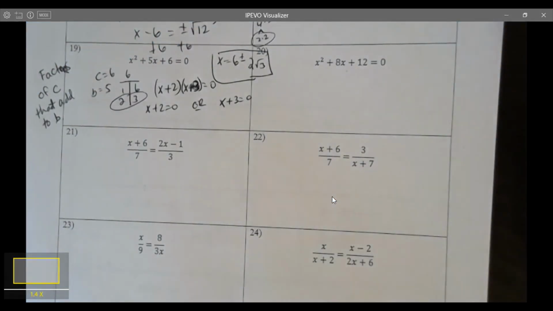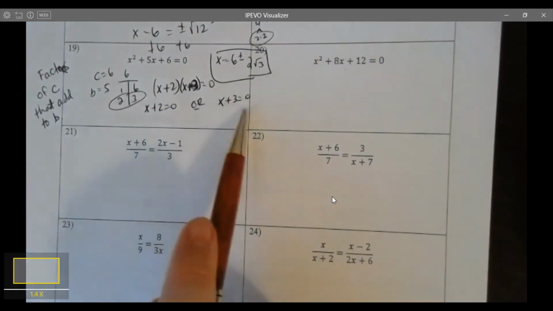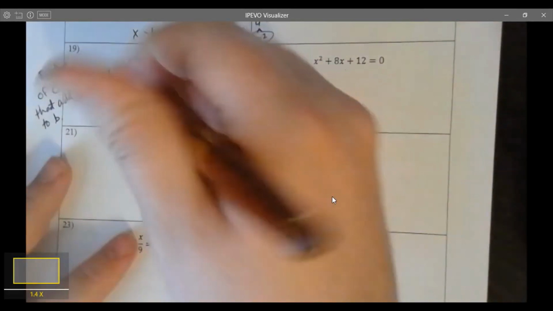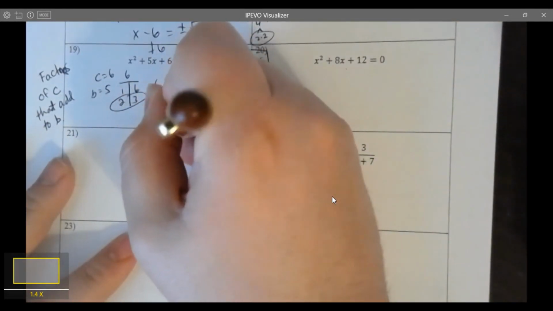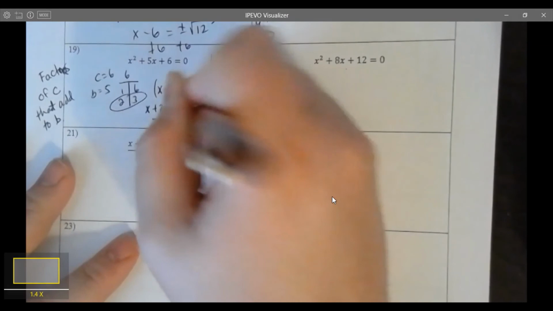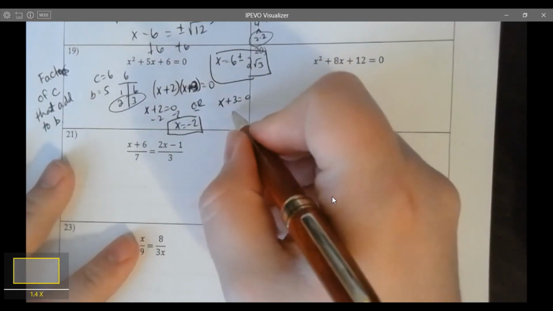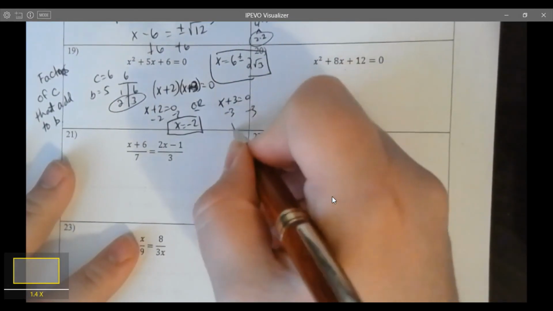Next, you're just going to solve each of these like you would an equation. So for the first one, we're going to subtract 2. So you get x equals negative 2 is one solution. And then for the next one, we'll subtract 3. So you get x equals negative 3.